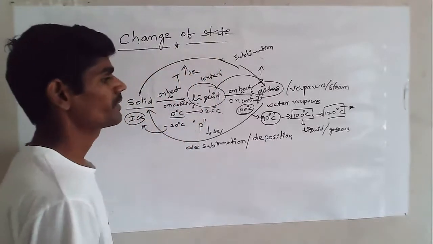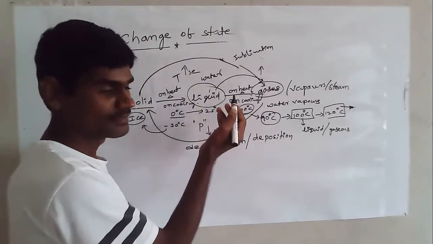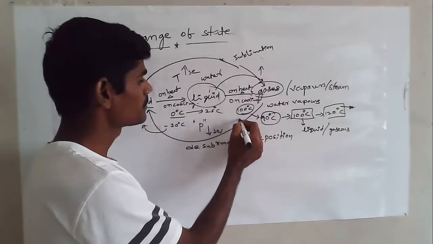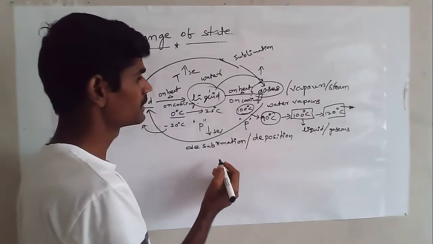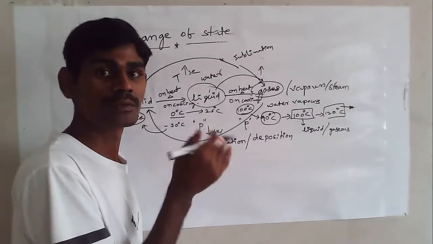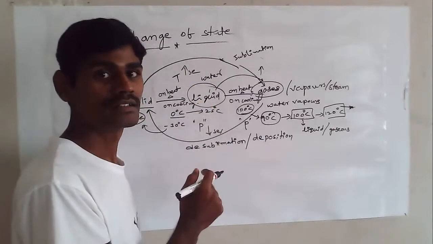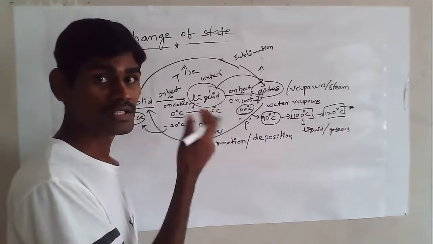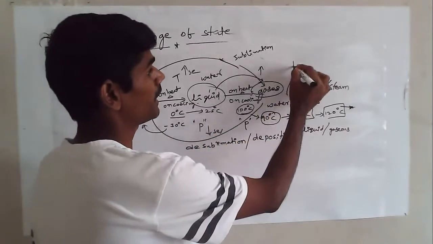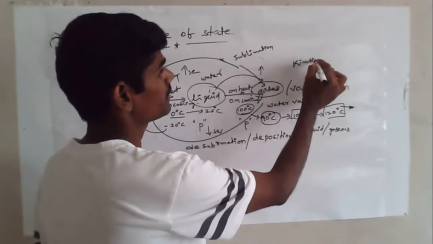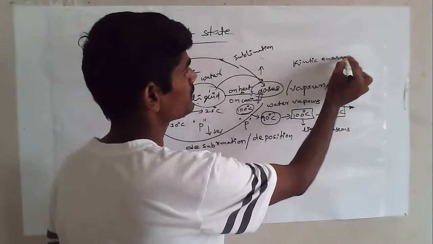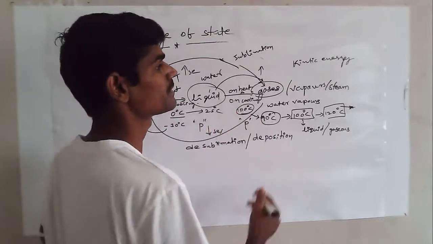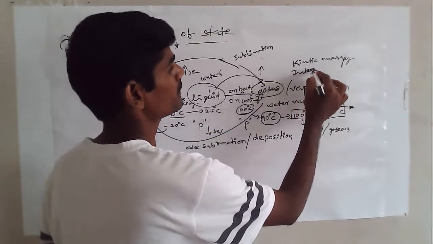Okay. Temperature is continuously rising, solid to liquid, liquid to gas. The pressure is decreasing from one state to another. It means temperature is inversely proportional to pressure on change of state. When temperature increases, the kinetic energy increases. When kinetic energy increases, the intermolecular attraction forces decrease.